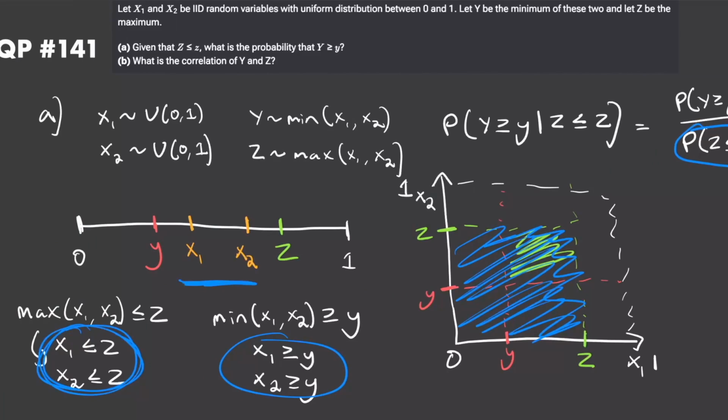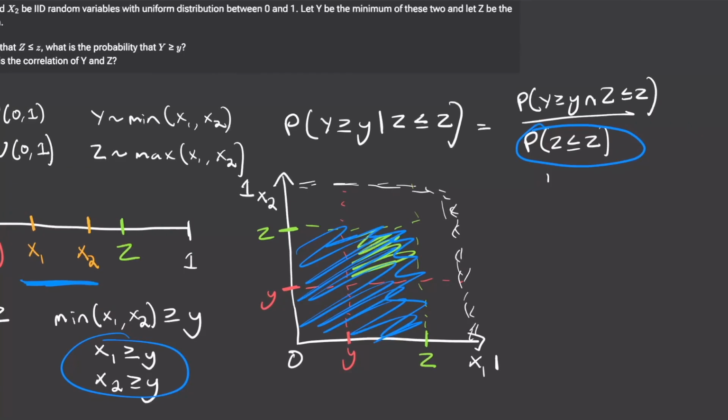Because we have a uniform distribution, just like we've done a million times, we can just think about probability in terms of area. This is our total probability space right here, 100%, a 1 by 1 box. And then the probability that Z is less than or equal to z is just going to be this blue area right here. So that is going to take up an area of just z squared.